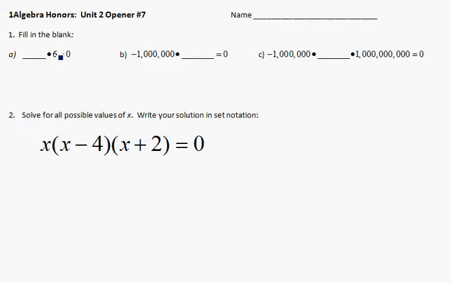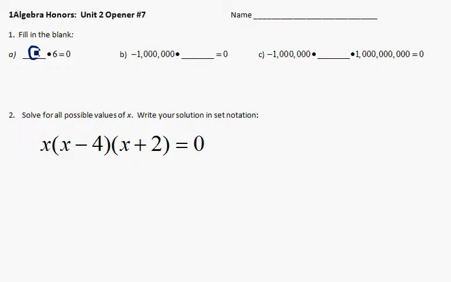Well, ever since we learned our multiplication tables, we've learned that there's nothing that you could possibly multiply by a number and get 0 as your solution unless you're multiplying by 0. So the only possible value that I could put in that blank is 0. 0 times 6 equals 0.